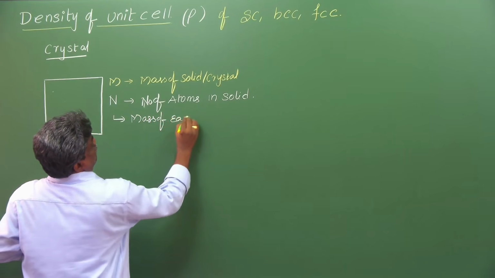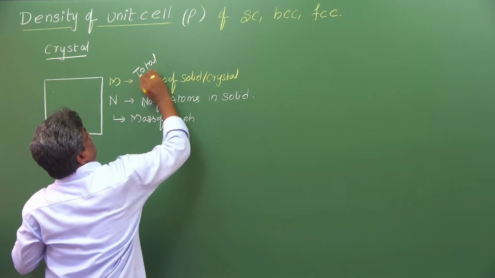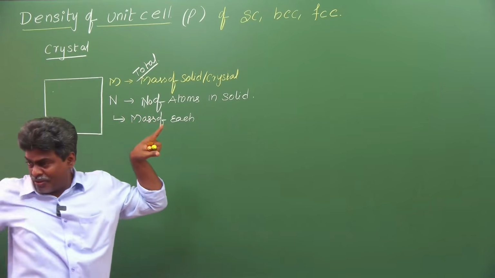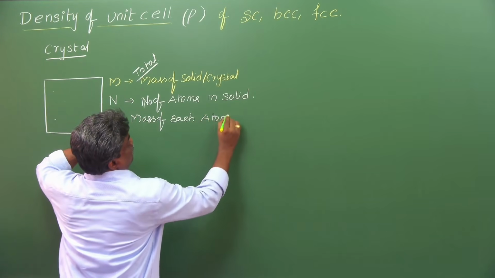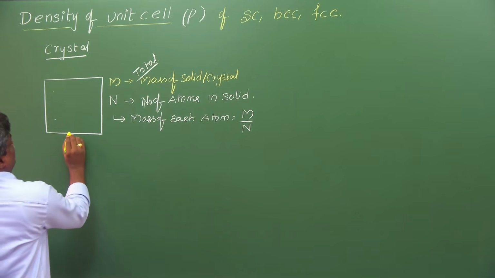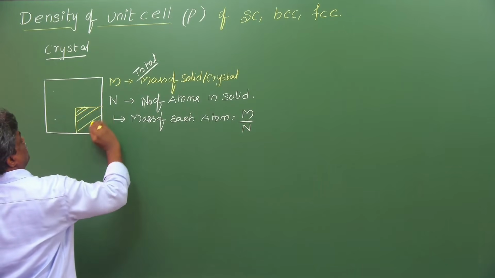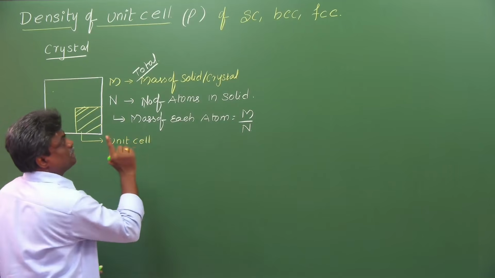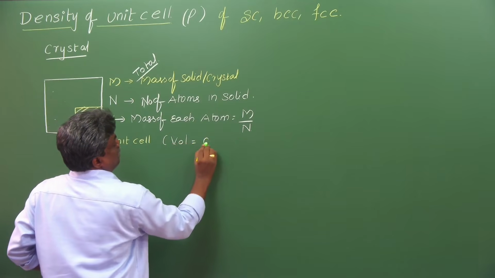Mass of each atom. That means this is the total mass. The total mass of the solid is capital M, which contains capital N number of atoms. Then what is the mass of each atom? Mass of each atom equal to M by N. That's good. Now I am taking here a unit cell. Let us suppose this is the unit cell. I already told you this is the unit cell of simple cubic, BCC, FCC. That's why the volume is nothing but how much?